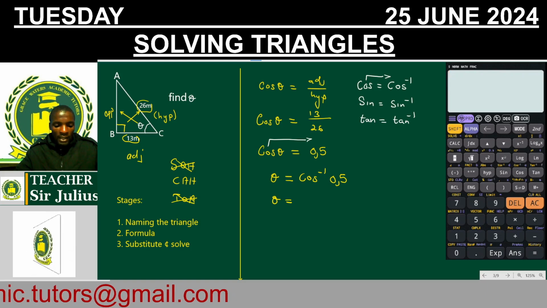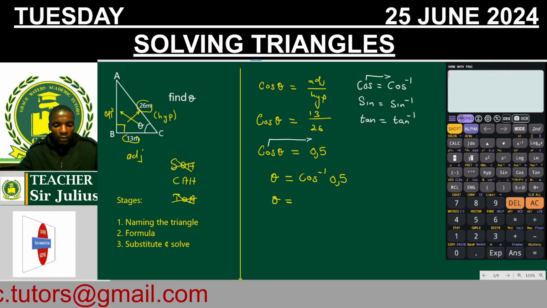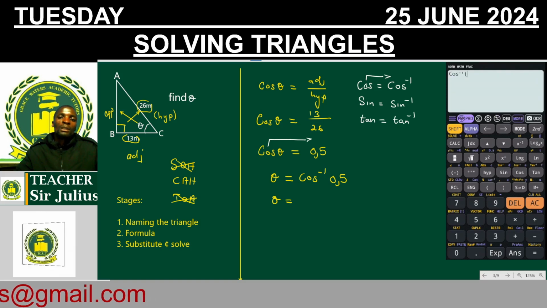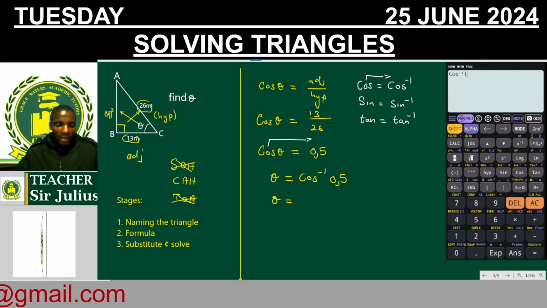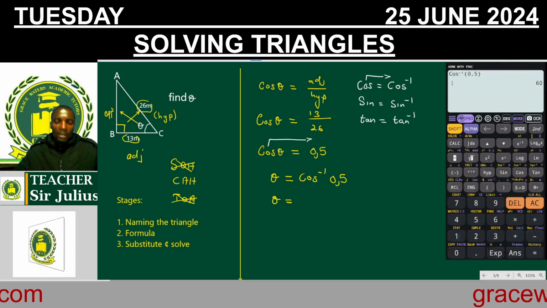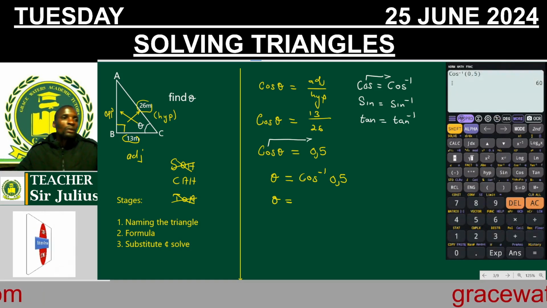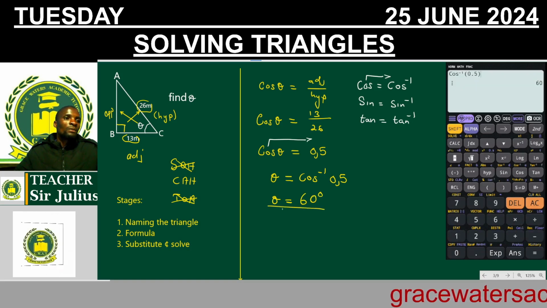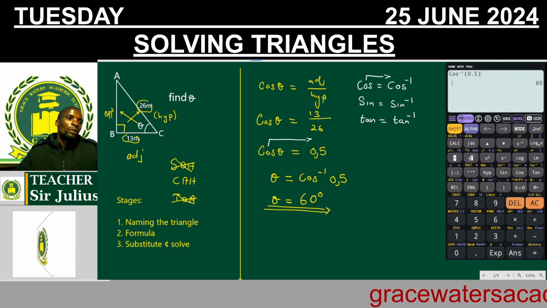So what I'm going to do is put my shift, meaning I'm stepping down from the button called cos. So I have now second function cos of 0.5, and then I close it. When I close it, I get the answer 60. That means my angle theta becomes 60 degrees. I hope you found it easy to do that.